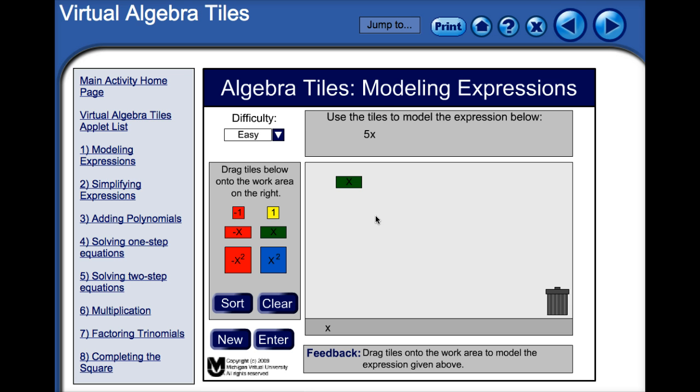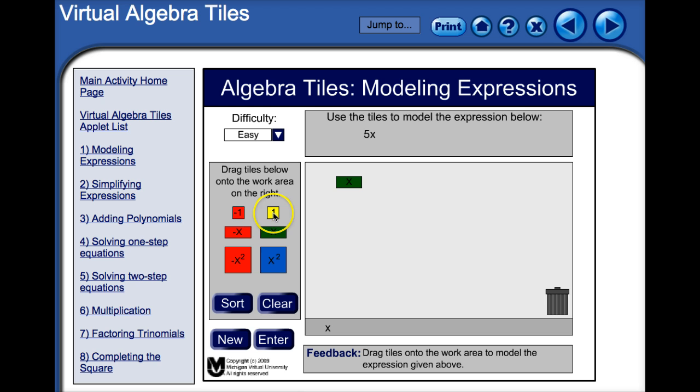And at this point we've chosen the easy level of difficulty, so you can see I've got easy chosen here, but we can go to more difficult ones later on. And we're asked in this example to model the expression 5x. So these are the algebra tiles that we'll work with.